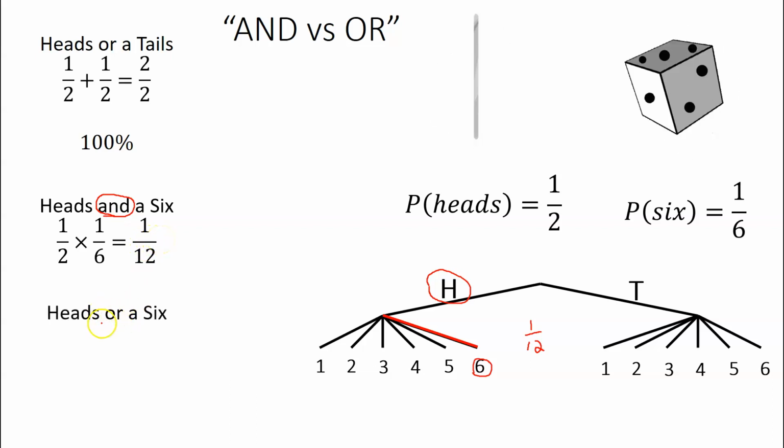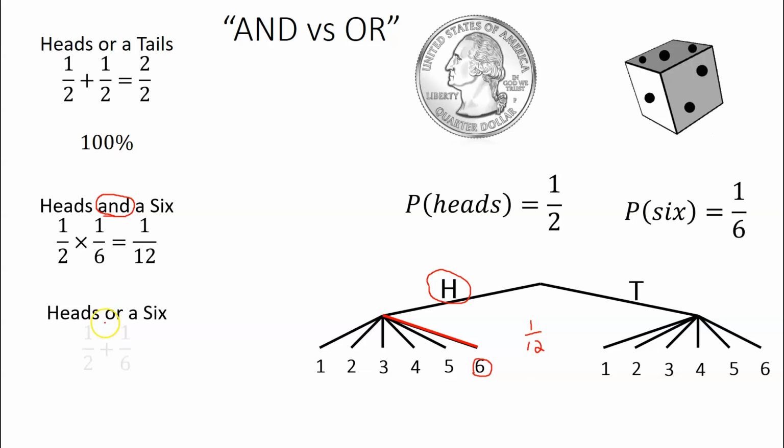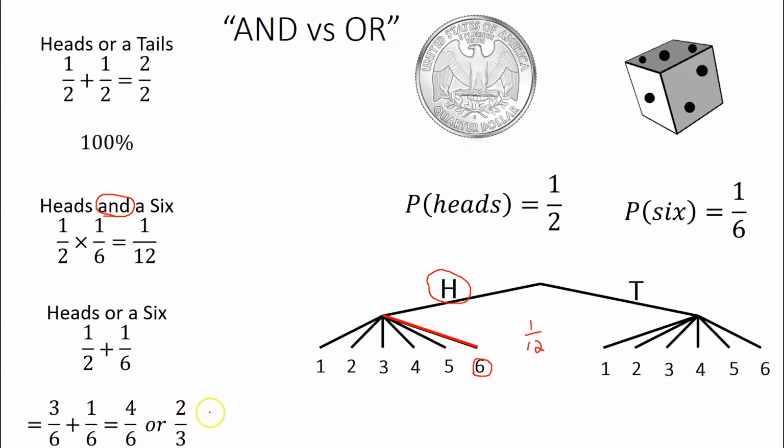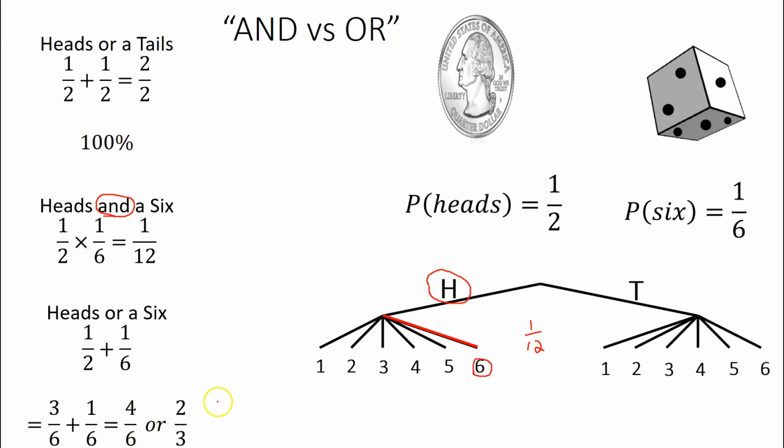If we go back to the word "or," head or a 6, well, then it's going to be an addition, which in this case, you do have to worry about a common denominator. Let me just remind you about that. And so we get 4/6, which reduces down to 2/3.